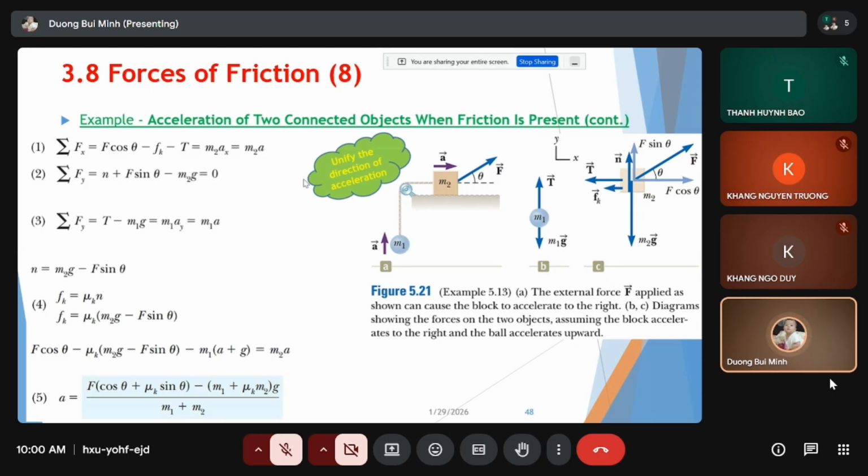This one will have A. Can you see A? Over there. Can you see A? Equation 5. Now you can see. Five minutes.